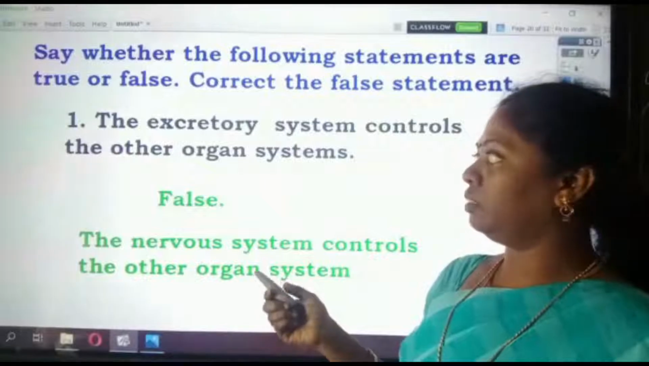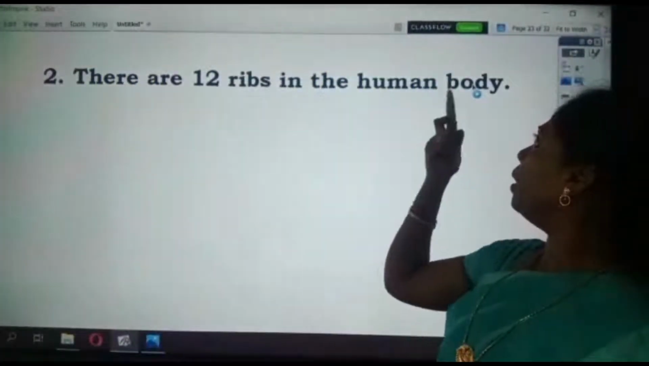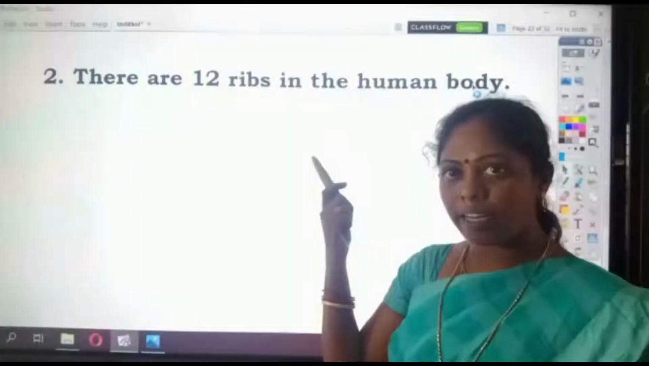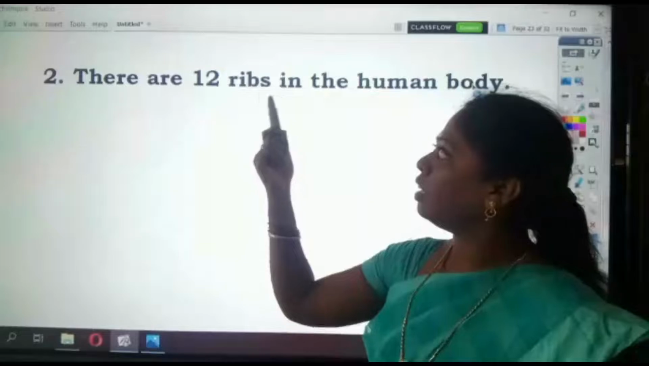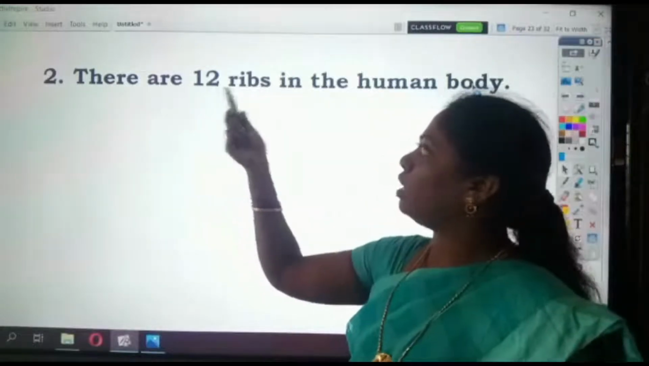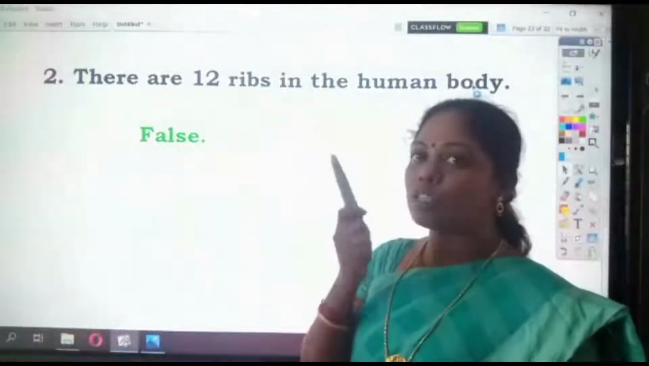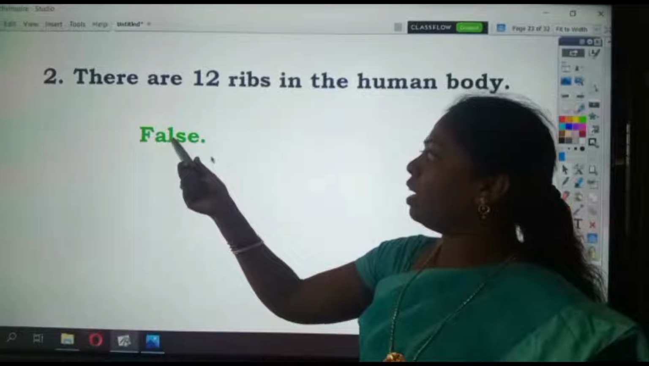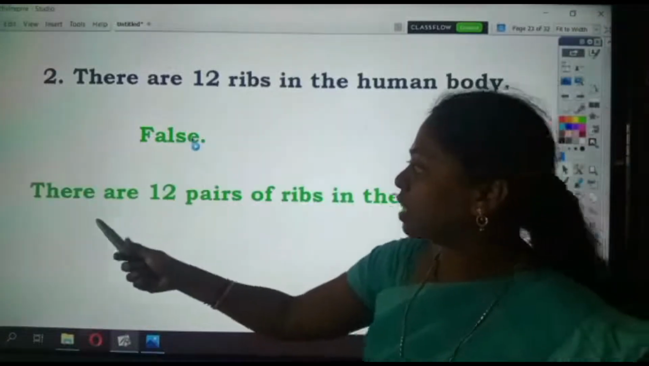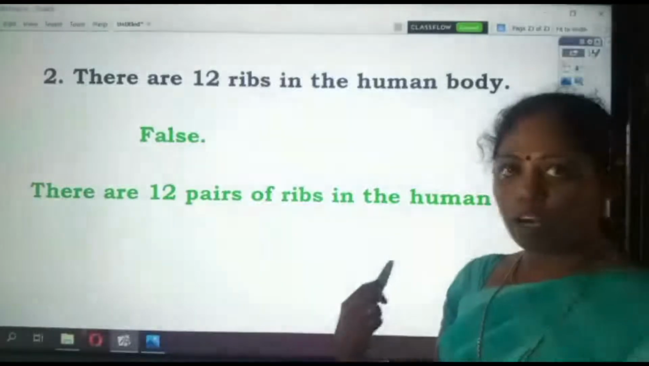The next question. There are 12 ribs in the human body. Is the statement correct? No. What is the mistake here? There are 12 ribs. The answer is there are 12 pairs of ribs, isn't it? So the statement is a false statement, and the correct statement is there are 12 pairs of ribs in the human body.